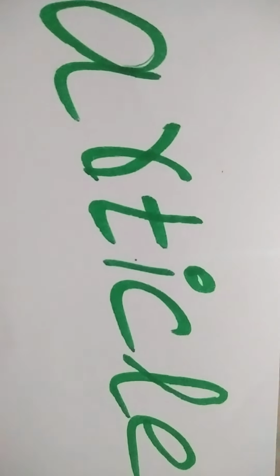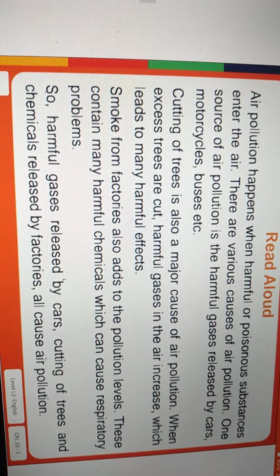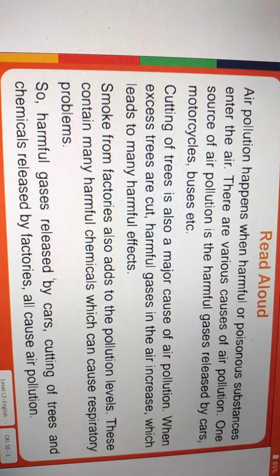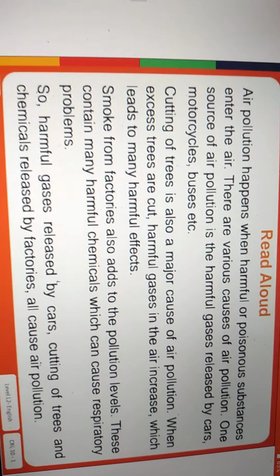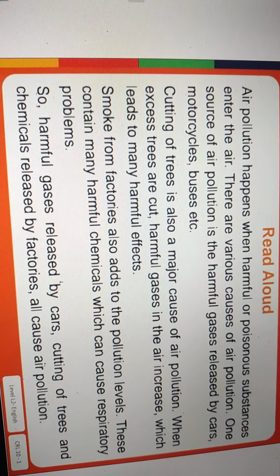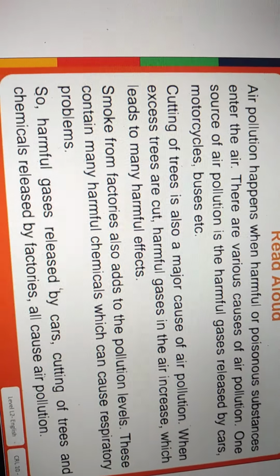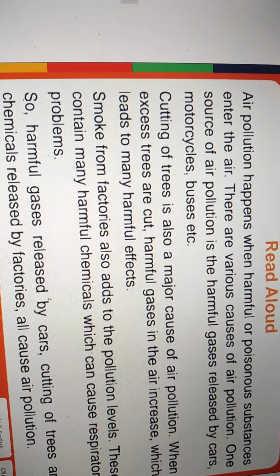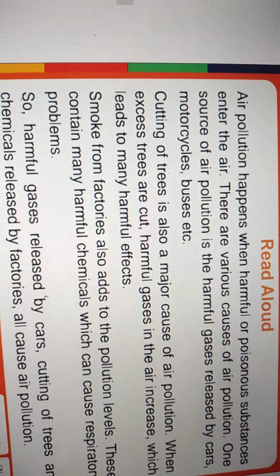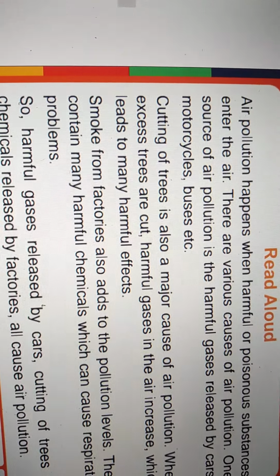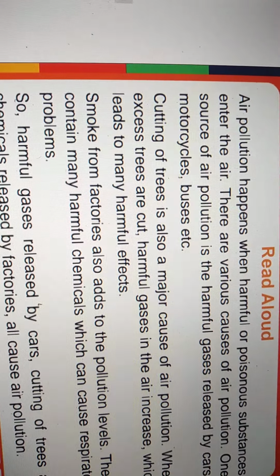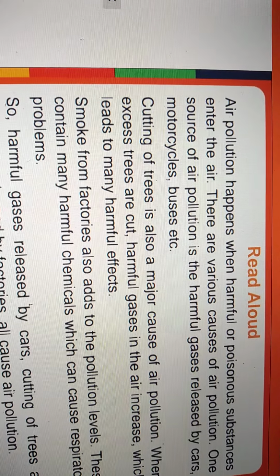Read it out, children. Air pollution happens when harmful or poisonous substances enter the air. So air pollution happens only when poisonous or harmful substances enter the pure air. There are various causes of air pollution. There are so many reasons for air pollution.